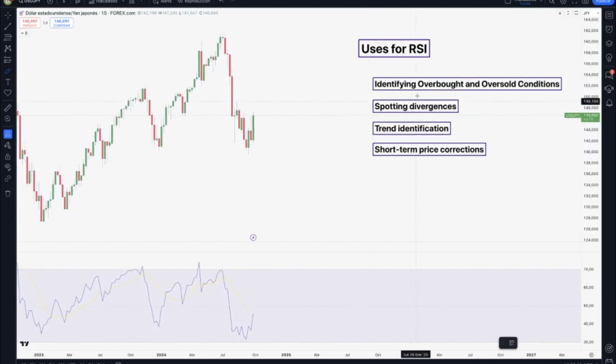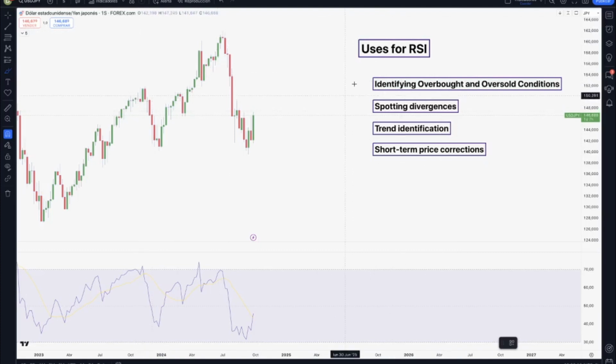Let's go to the second point, spotting divergences. This is very useful and very commonly used as well. For example, a bullish divergence occurs when the price makes a lower low, but the RSI forms a higher low, right? So signaling a potential reversal to the upside. Or a bearish divergence happens when the price makes a higher high, but the RSI makes a lower high, right? So indicating a potential reversal to the downside.